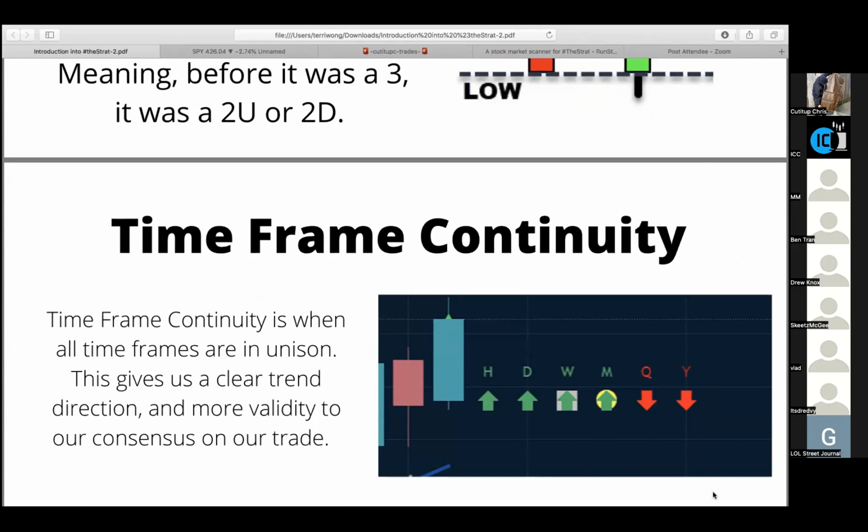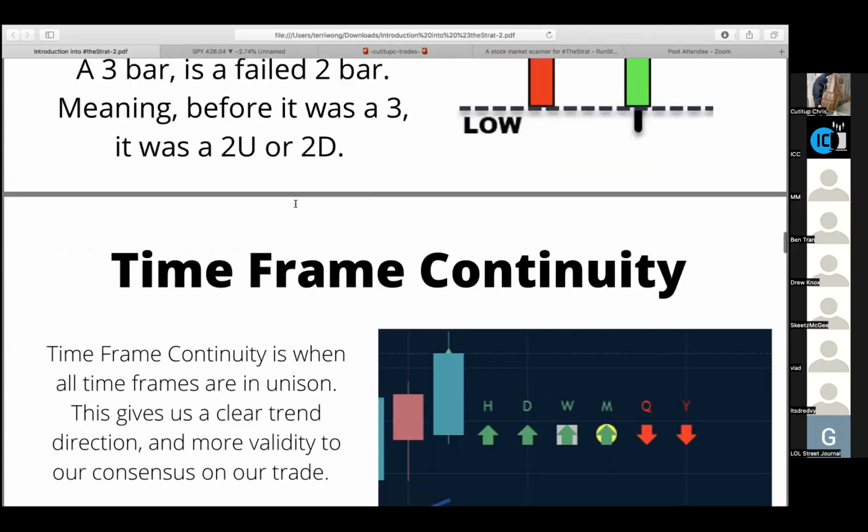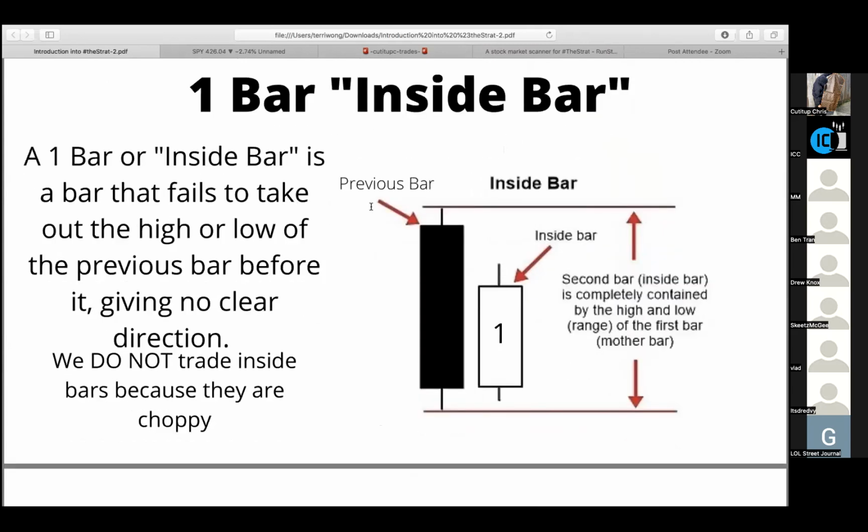All right. So now we know what the bars are. We know what a 1 is. We know a 1 is an indecisive bar. There's no direction. We don't trade 1s.